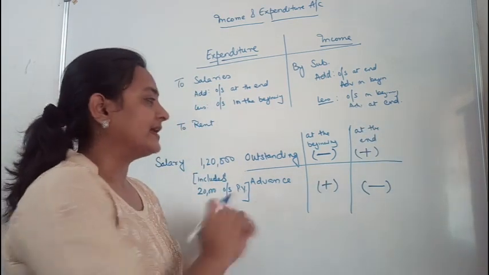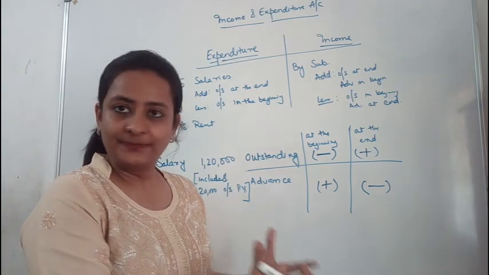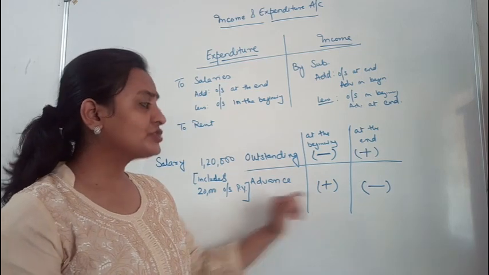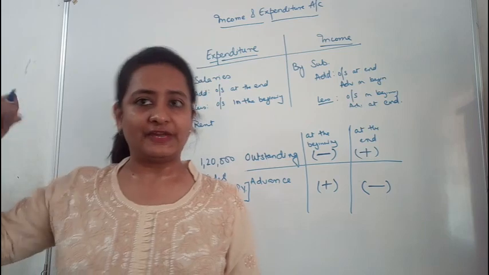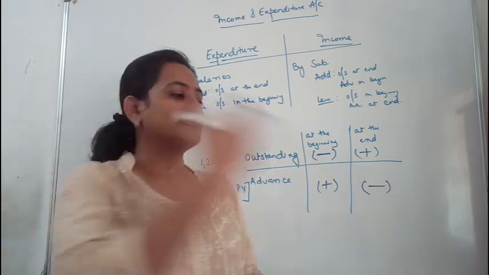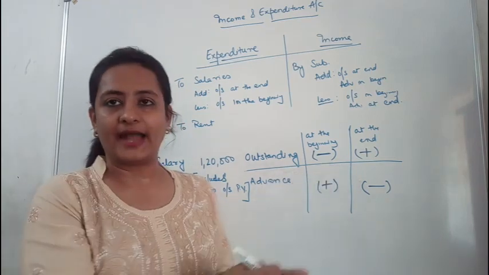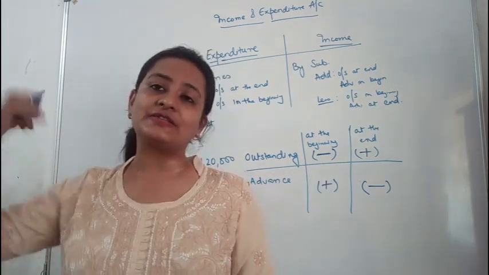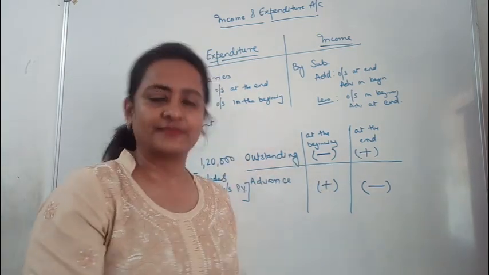Next thing, advance. Now advance you have already paid in the beginning, right? That advance which you have carried forward from the previous year, you have already paid in the previous year. It is relating to the services of this year. Hence it has to be added. You are not paying in this year. You have already paid because it is advance from the beginning. But it has to be added because it is related to the services of this year.